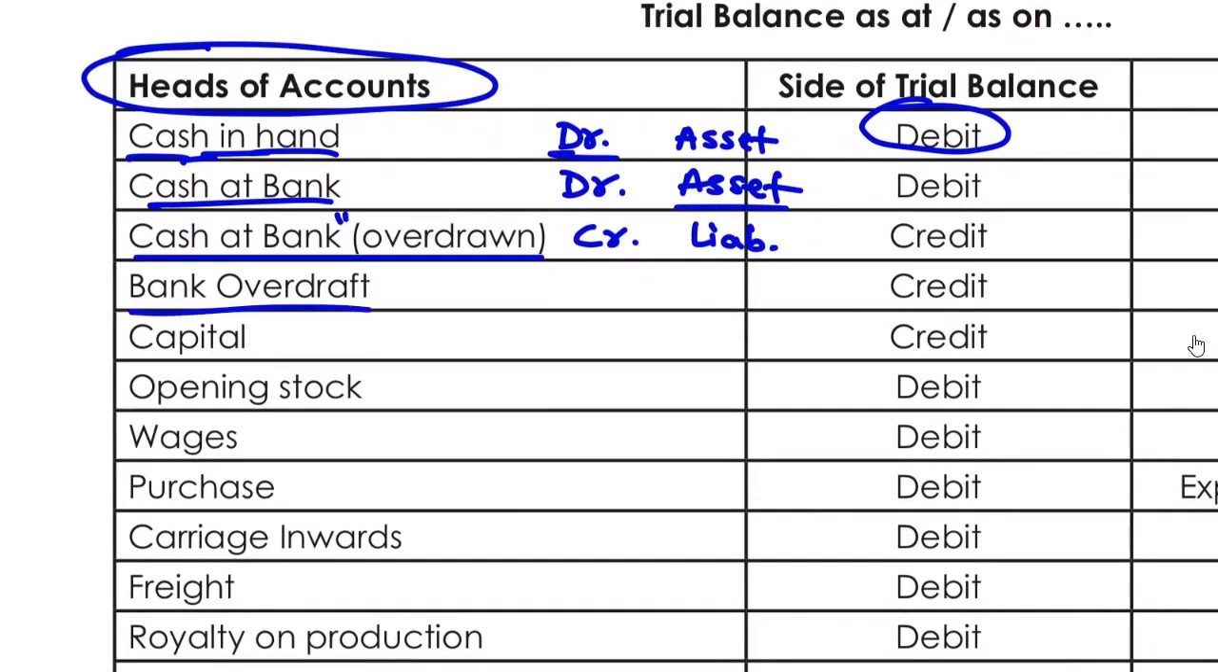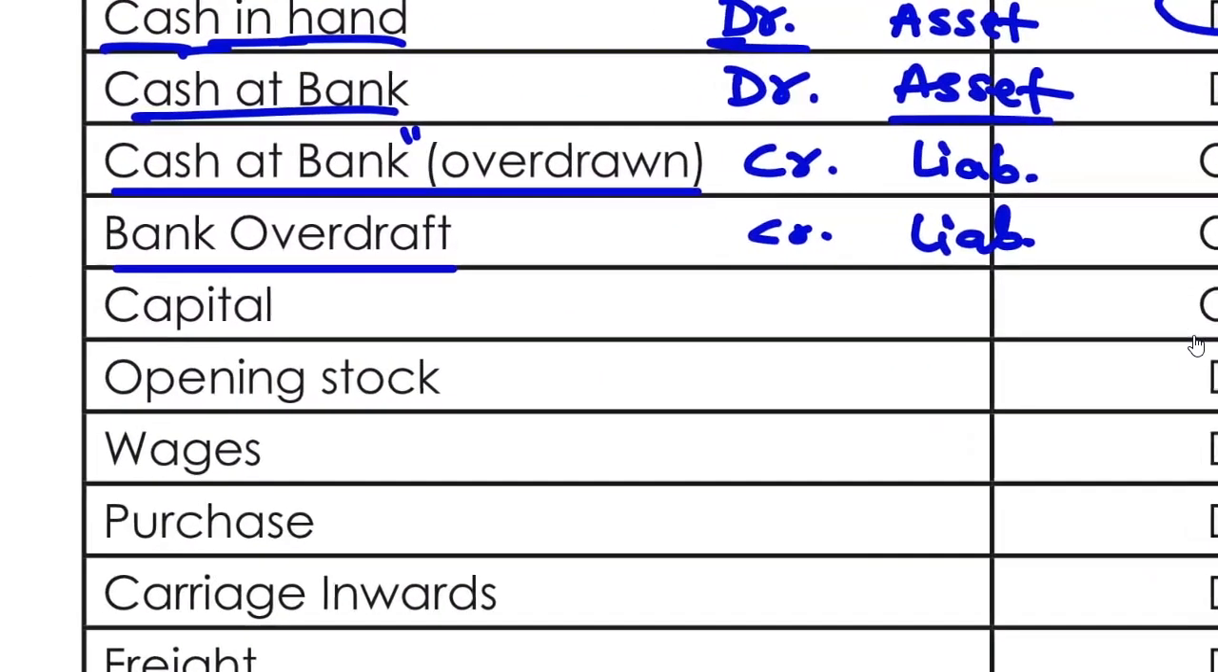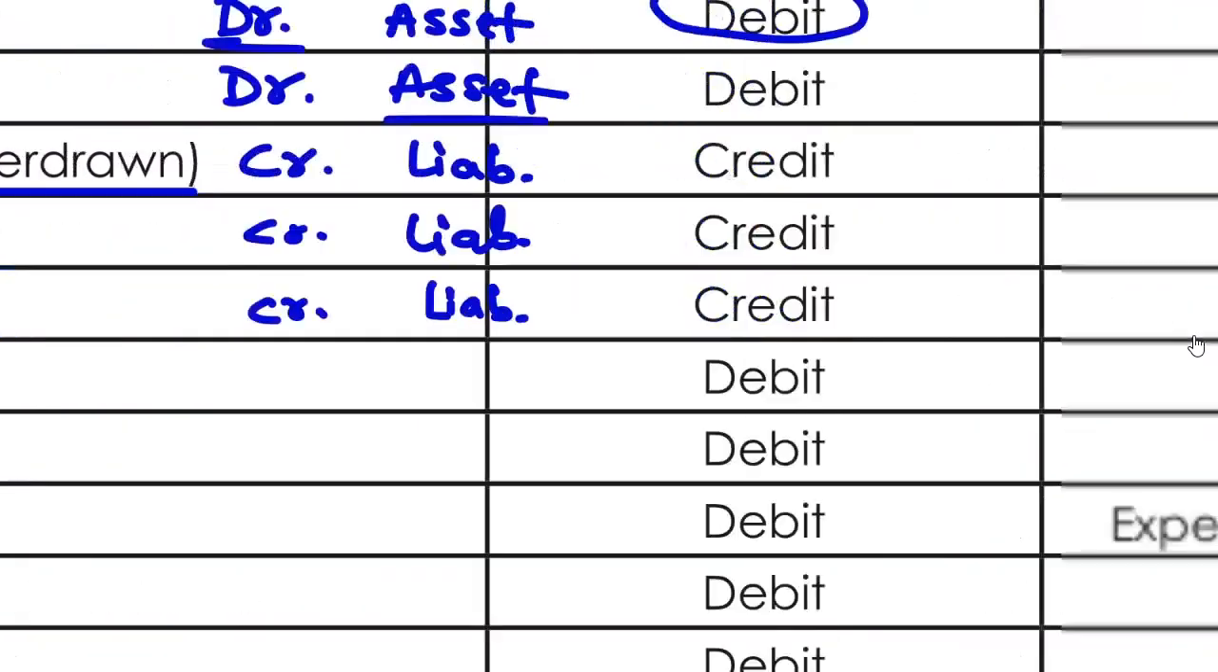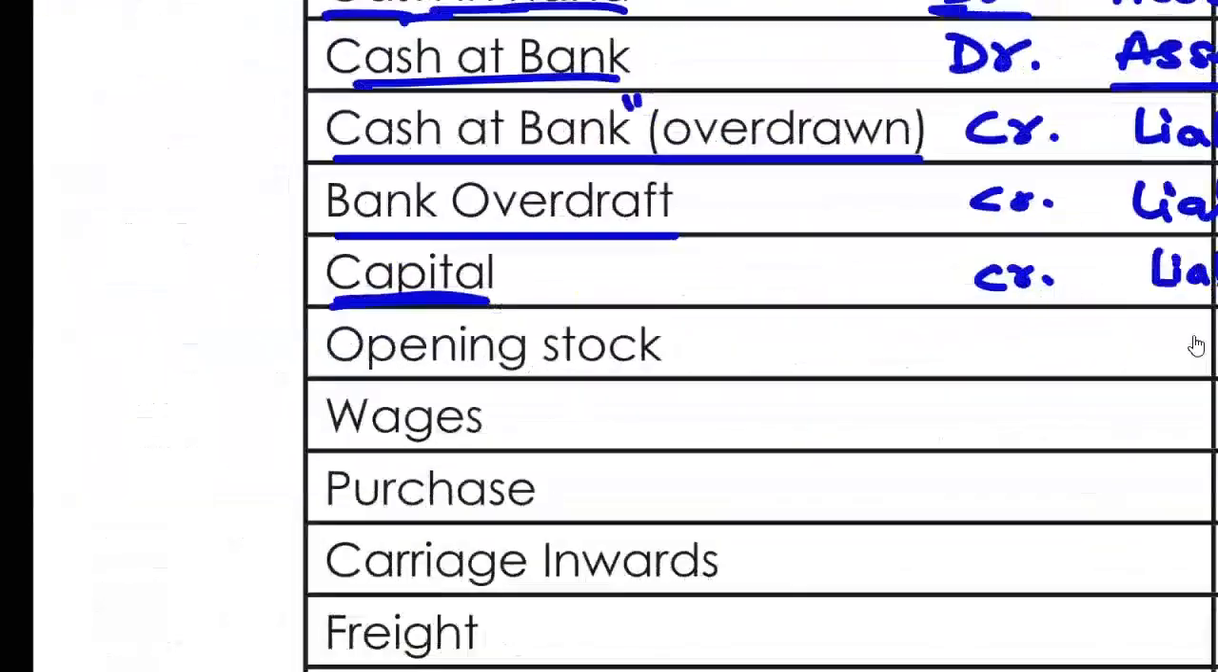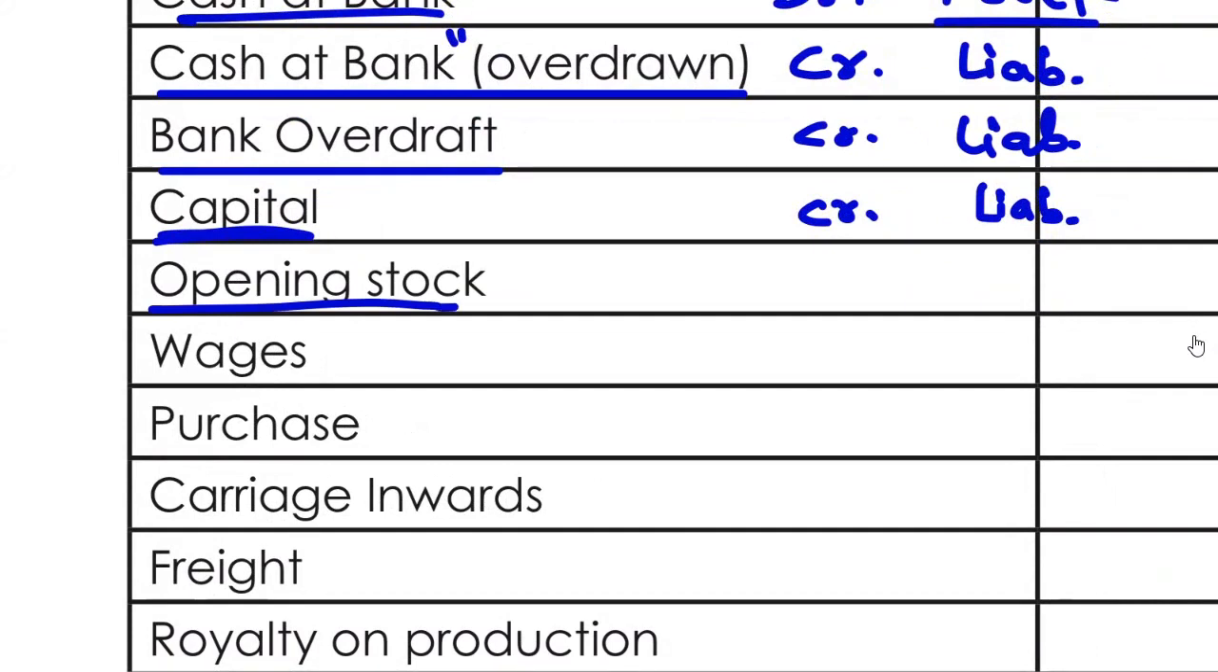Then we have bank overdraft. That is the loan which we have taken, the overdraft facility from the bank. That is again a liability, so it is on your credit side. What is capital? Capital is the funds of the owner. We have to return that, so it is also a liability to the business, credit side. Am I clear, everyone?